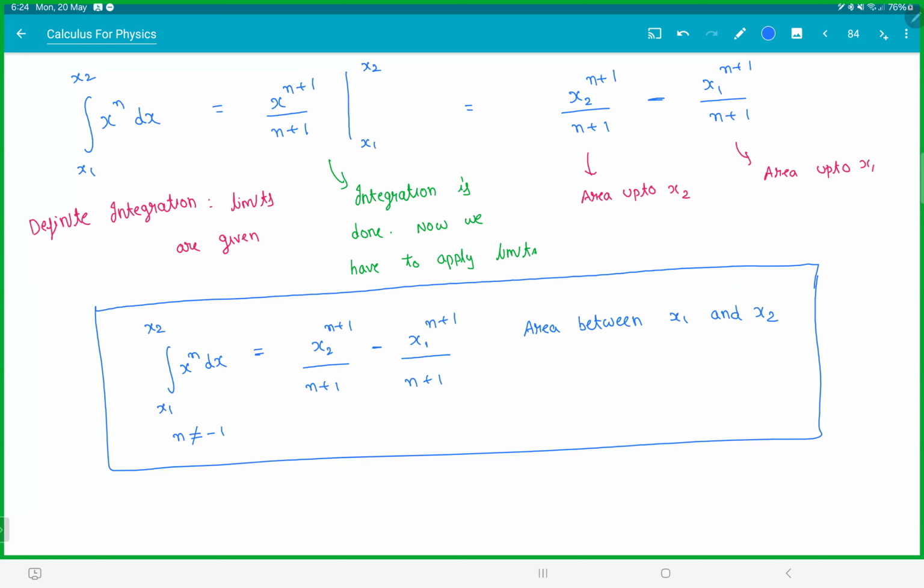You can put on the blue thing. That would be your final thing, definite integration. This is more prominent. Indefinite we will use once in a while, but the thing with the limits we'll use quite frequently.